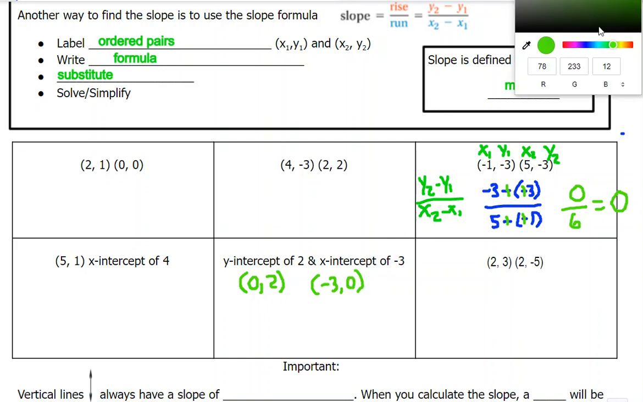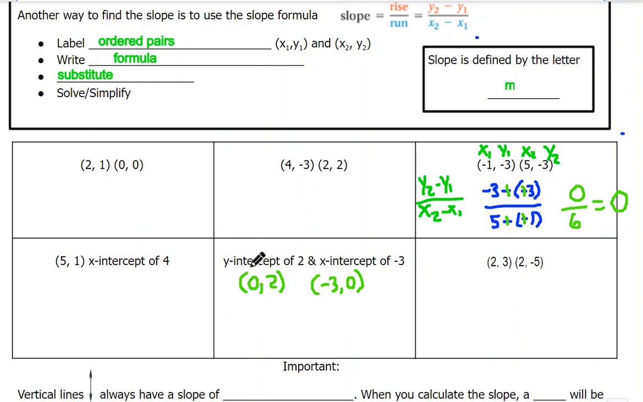Then I can label my points and put this into my formula. So this would be x1, this would be y1, because those are the first ones they gave me. This would be x2, this would be y2. And then I can plug it into that formula. So y2, which was 0, minus y1, which was 2, over x2, which was -3, minus x1, which was 0. And I get 0 minus 2 is -2, and -3 minus 0 is -3. -2 over -3 is the same thing as 2 over 3. The negatives cancel out, right? Two negatives make a positive. So my slope is 2 over 3.